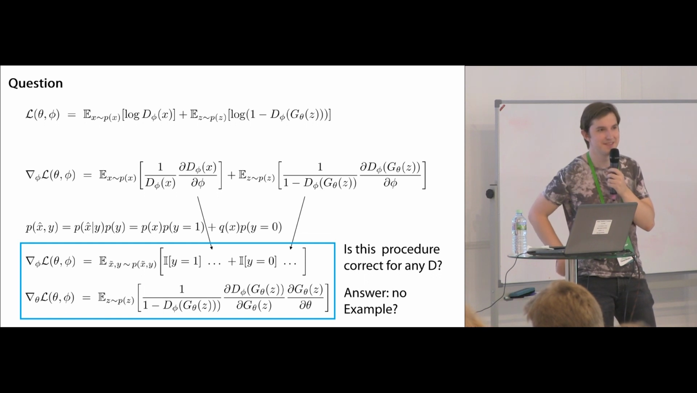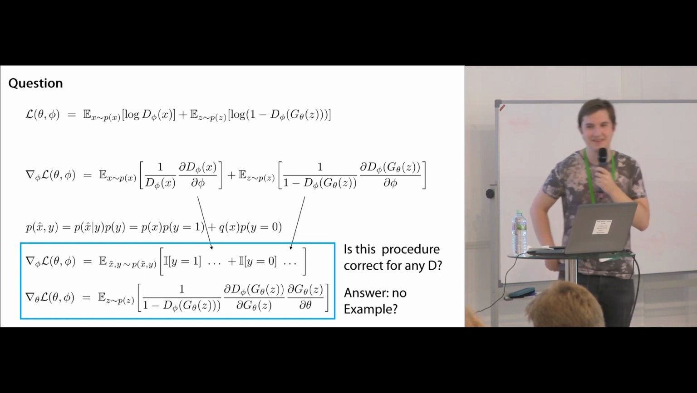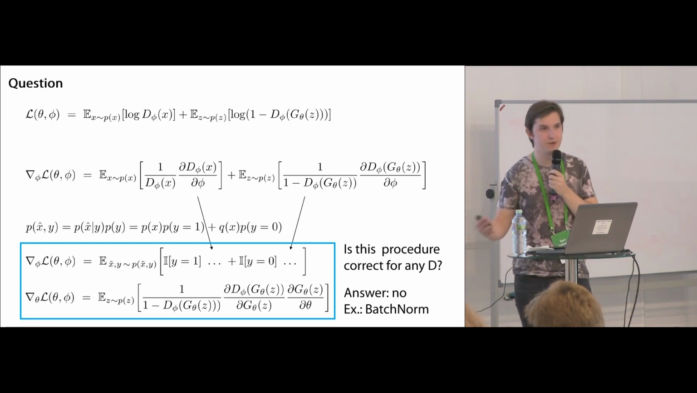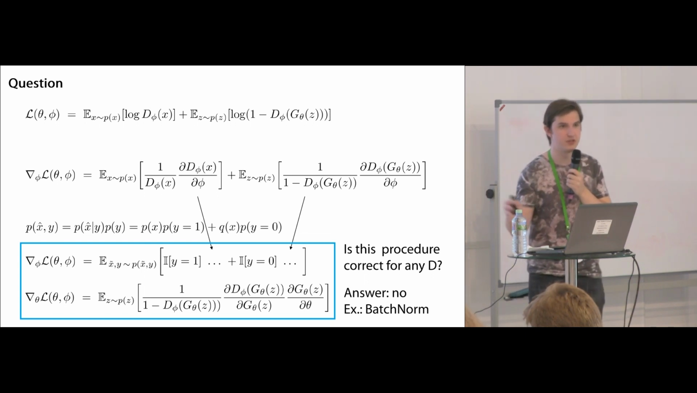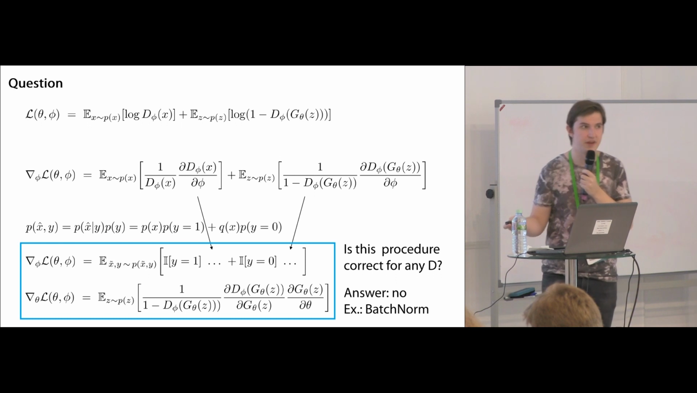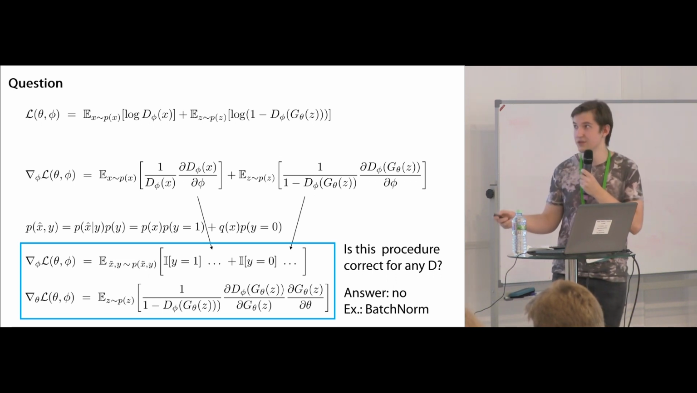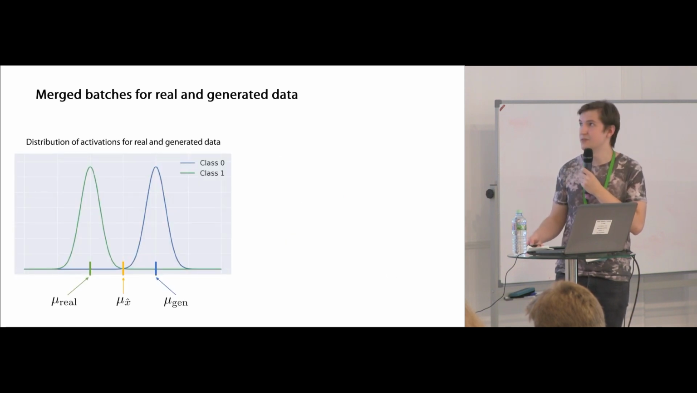Yes, that's correct. I'm actually quite glad that someone guessed. So the answer is if you use any modules inside that use statistics over the batch, it could be batch normalization, it could be some different normalization layer, but if you average statistics over the batch, it does not correspond to each other. And let's see why.